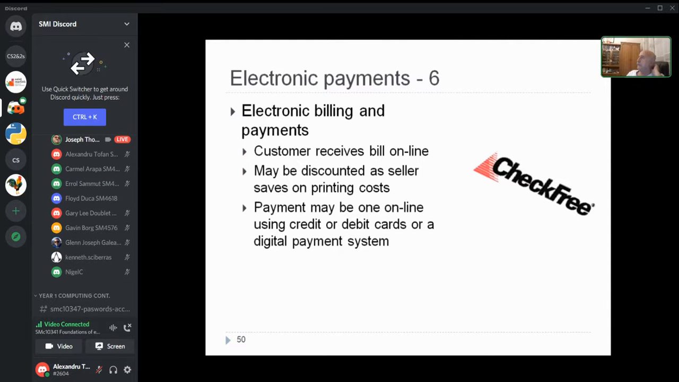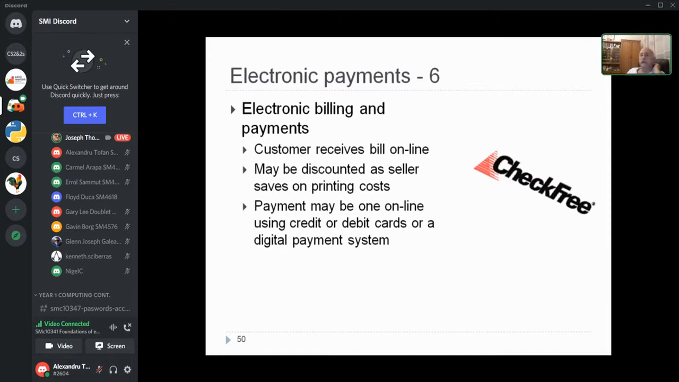Now, because it is cost reducing even for the supplier, right? The supplier may give a discount to the customer if he uses e-billing and e-payments. Now, payment may be online using credit or debit cards or a digital payment system.